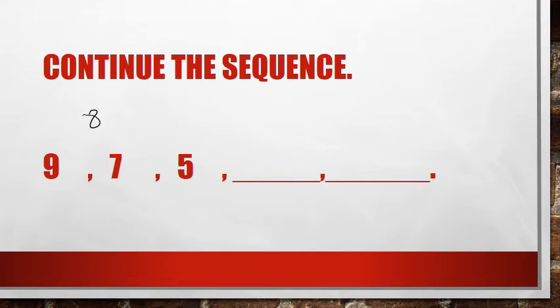Okay. Between 7 and 5, what's the missing number? 6. So between 5 and the other number, what will be the missing number? 4. So what do we have to write here? 3. So this is the first number. After 3, we have 1. But before 1, what is the missing number? 2. So we have to write number 2. All of you understand this? Yes.